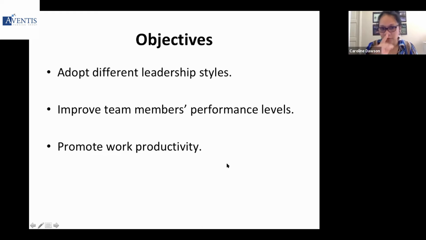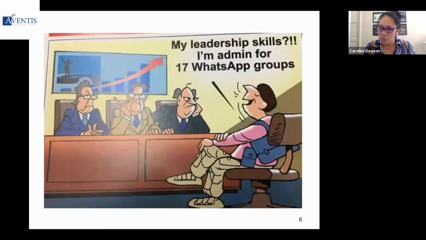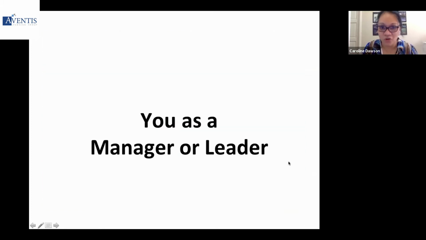Now, first things first, let's talk about the first objective. We're talking about different leadership styles. There are many types. I'm going to tell you that much. But for the moment, let me just tell you this. I'm sure most of y'all have experience already being a leader, just by looking at this little quote over there. As long as you've done that, you've got some limited experience. But having said that, let me move forward here.